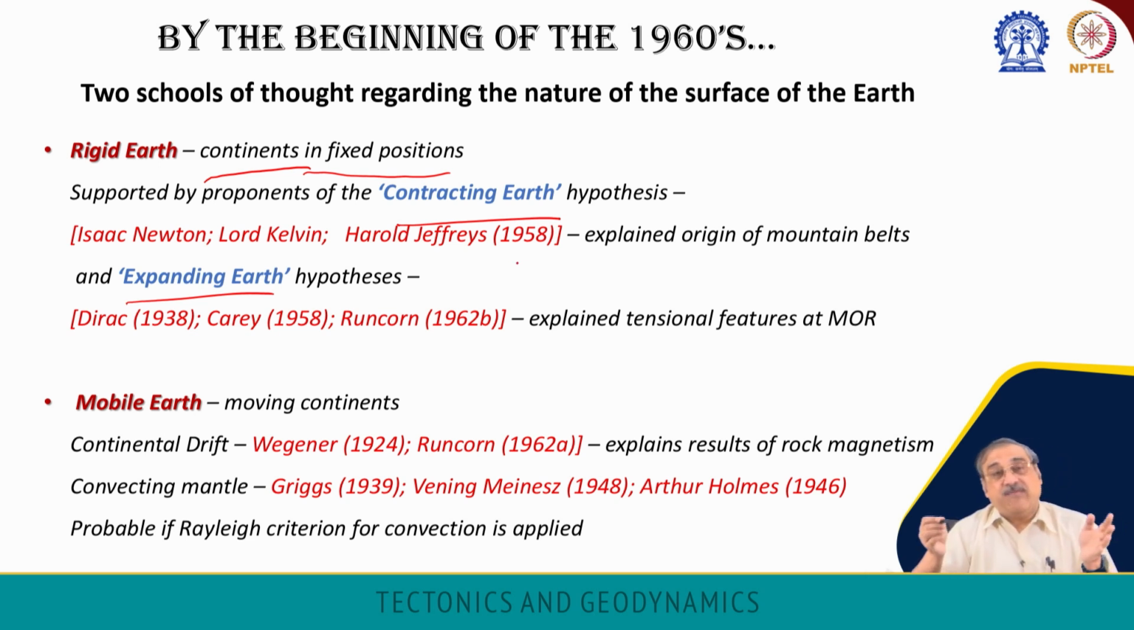So Harold Jeffreys, even till the end of the 1950s, supposed that the contracting Earth hypothesis really held good on Earth. On the other hand, there were other people who thought of the expanding Earth hypothesis, and this also included famous names. Paul Dirac, a famous physicist, Carey, as well as Runcorn, all of them believed that the Earth was expanding. Much of their evidence was based on the tensional features that you see at mid-oceanic ridges. Now, we will come to this a little while later. The opposing theory was that of the mobile Earth, and we will talk about this just after we discuss this bit about the rigid Earth.